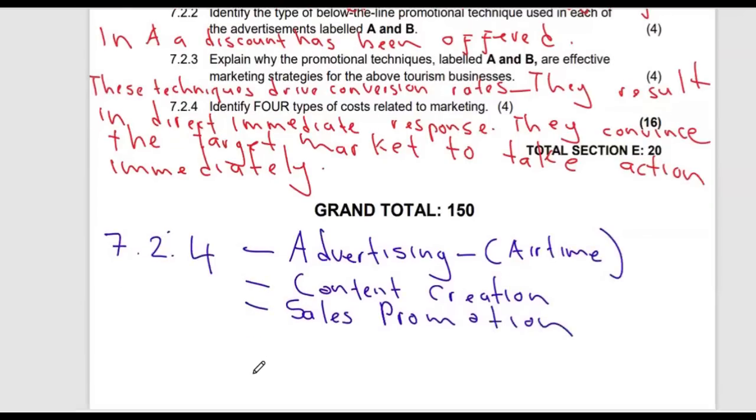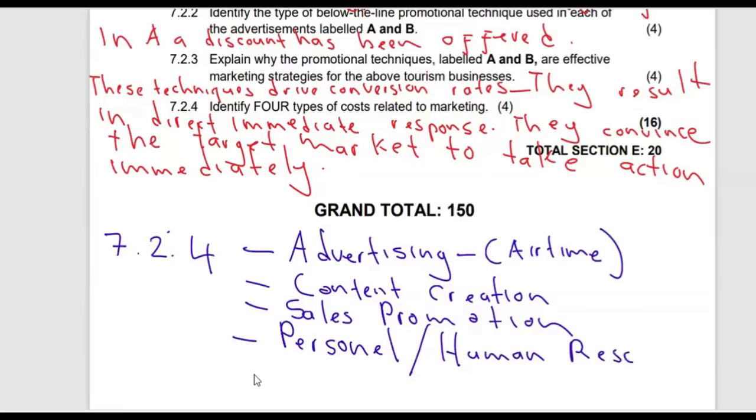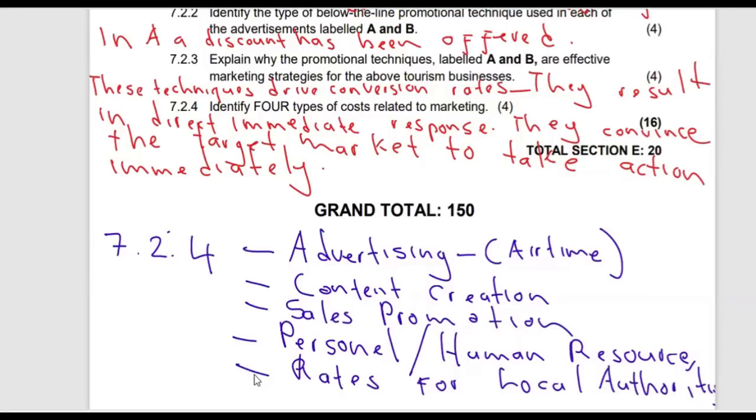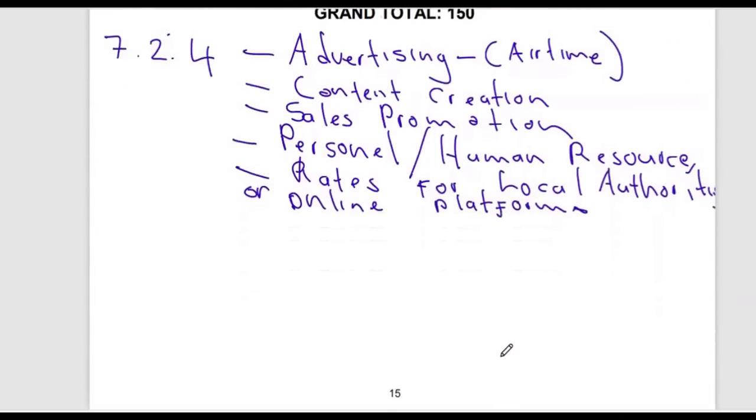Then in addition to that, we also have personnel or human resources. Then we also have rates for local authorities or online platforms. Various rates which are associated with online platforms and different authorities.